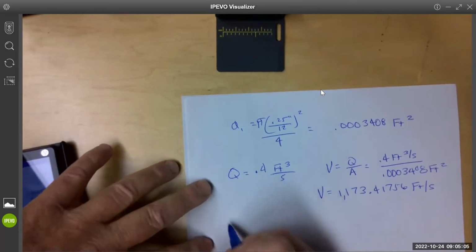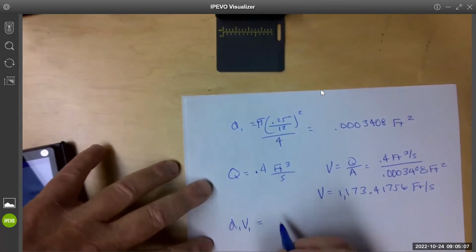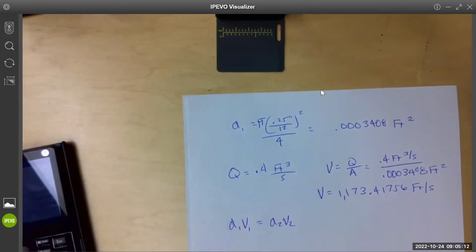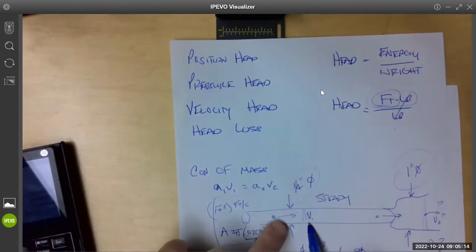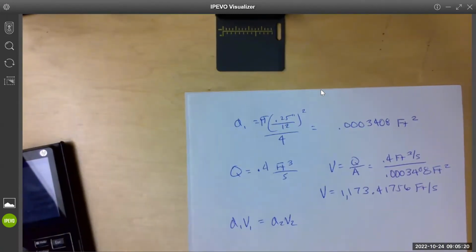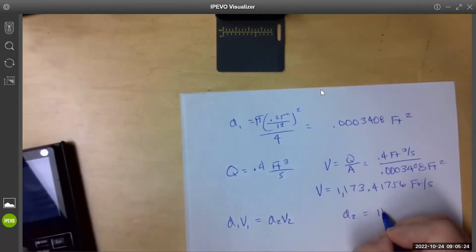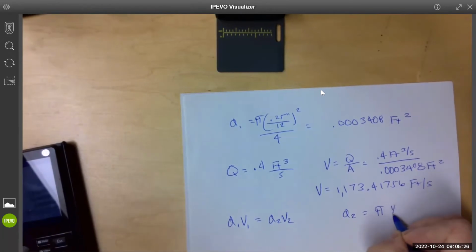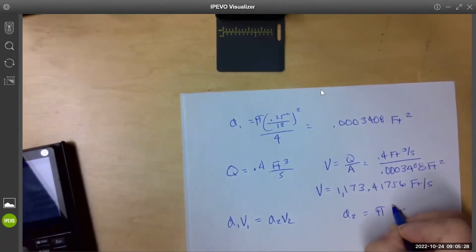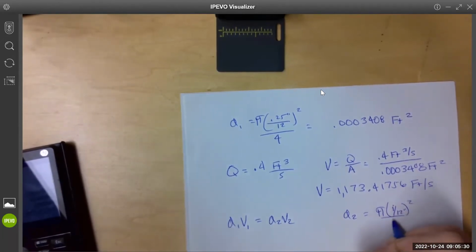So now we know A1 V1 equals A2 V2. So in our piping system, we wanted to know what V2 was. So let's get A2. Pi 1 divided by 12 to get to feet over 4.